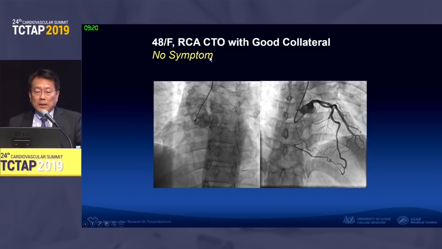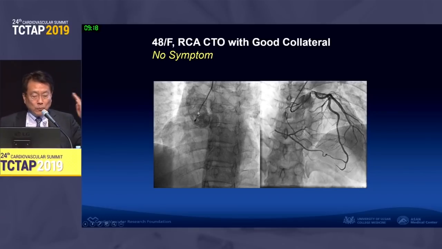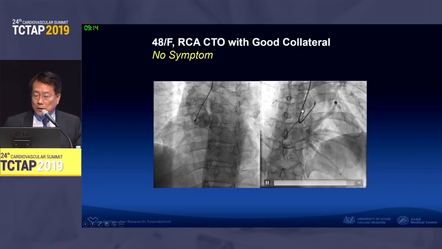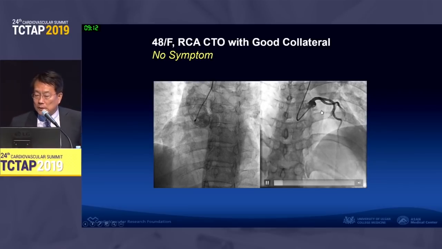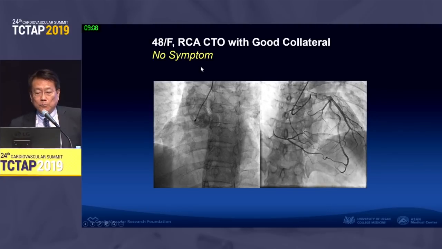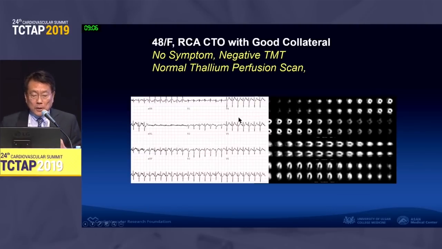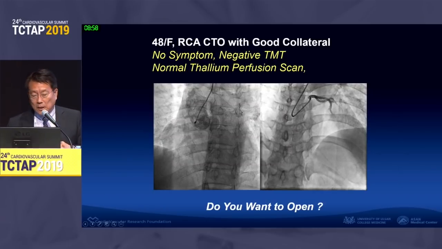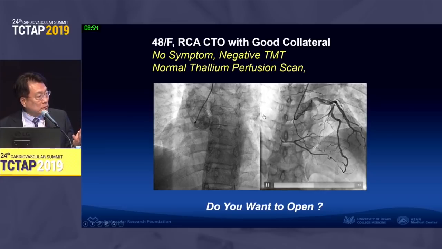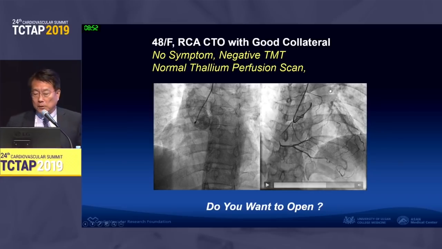Another female, RCA total occlusion. I want to focus on the single coronary CTO lesions. Good collaterals. Look at this. From the left side, absolutely normal. Good collaterals from the LAD, no symptoms. Look at this, normal perfusion scan, negative exercise test, right? I want to just focus on the ischemia-based. Look at this. I don't want to open up this right coronary artery for this patient, right?